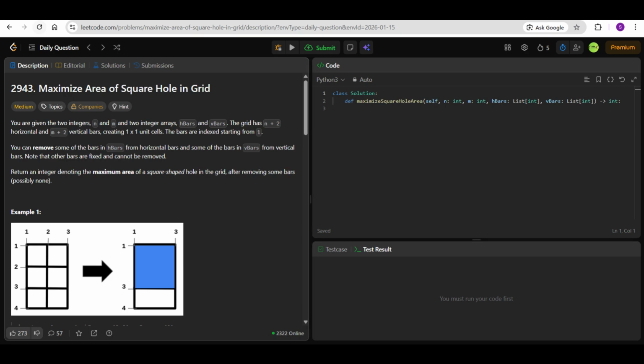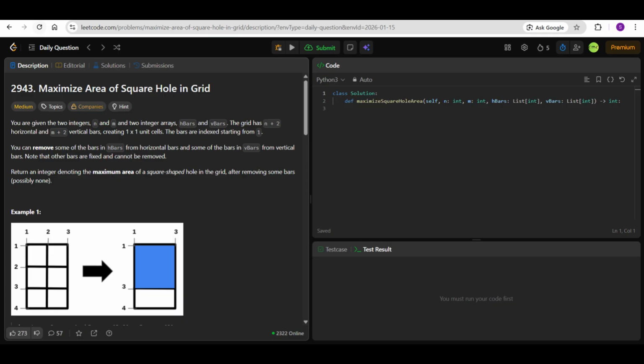Today's daily LeetCode challenge is problem 2943. Maximize area of square hole in grid. We are given two integers n and m, which represent the grid dimensions. This grid is formed using n plus 2 horizontal bars, m plus 2 vertical bars. These bars create a grid of 1 by 1 unit cells, and each bar is indexed starting from 1.